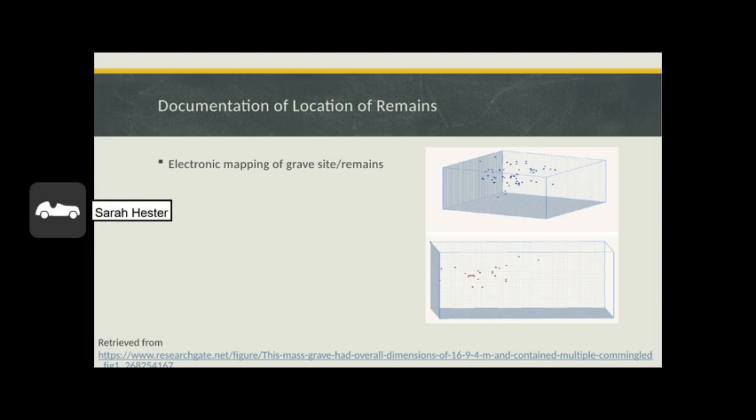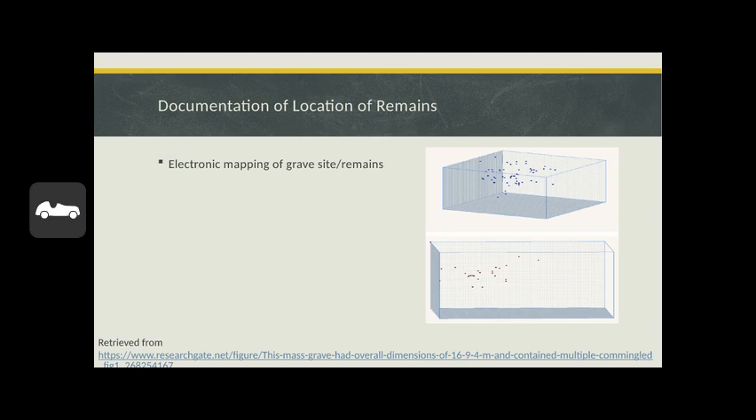A recent and extremely helpful development in the excavation process is the use of electronic mapping to document grave sites. This method uses 3D technology to plot the locations of recovered remains in relation to both the edges of the site and other remains. One situation in which this process is extremely beneficial is in the legal system.